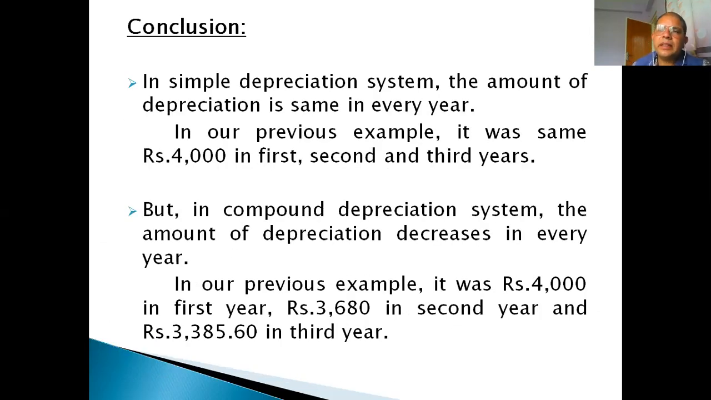From these two terms, we can conclude that in the simple depreciation system, the amount of depreciation is the same every year. In our previous example, it was the same rupees 4,000 in the first year, second year, and third year. But in the compound depreciation system, the amount of depreciation decreases every year. In our previous example, it was rupees 4,000 in the first year, 3,680 in the second year, and 3,385.60 in the third year. So it is not the same value, it decreases. So this is our compound depreciation. You can compare these two terms, then you'll get your answer.